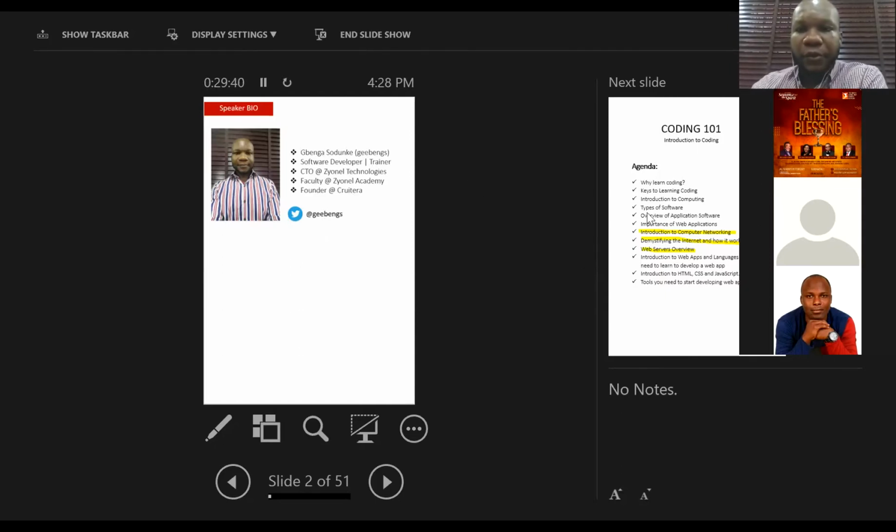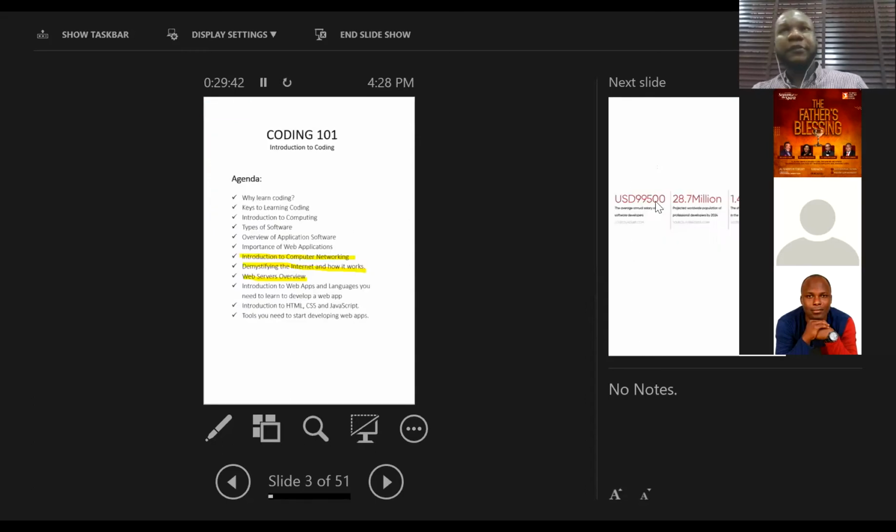Okay, so I'll move on to the next slide for us to look at the agenda of this class. Coding 101: we're going to be taking everything here in 2 days. It's a bit lengthy, but I believe we're going to be able to scale through. So we're going to be looking at why learn coding. Many of you already have your own reasons for learning coding, and we're going to be looking at other reasons why you should learn coding. Then we're also going to be looking at the keys to learning coding.